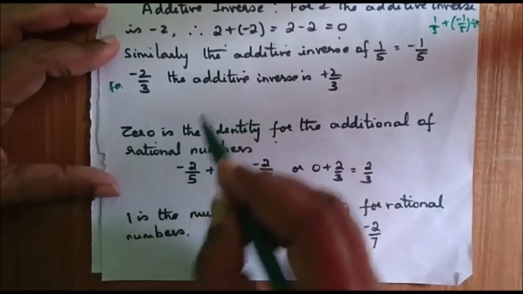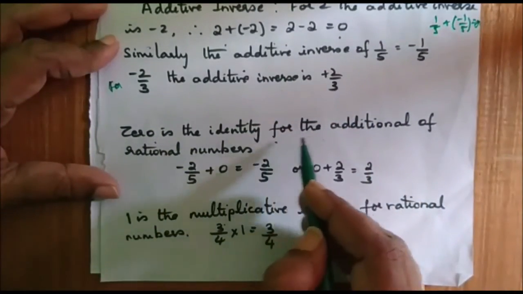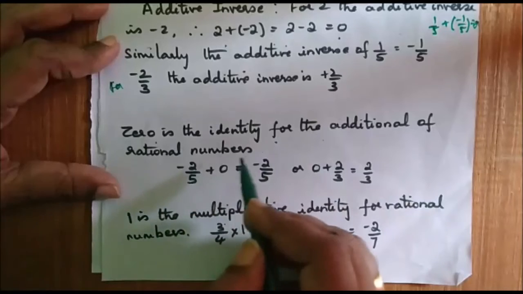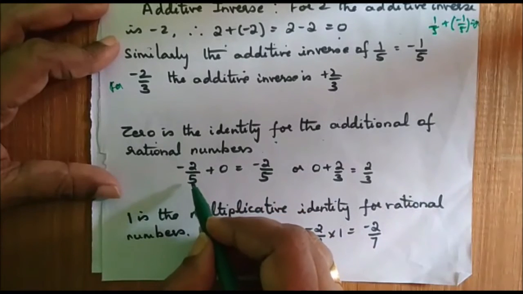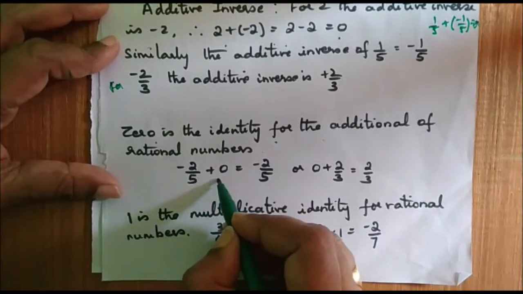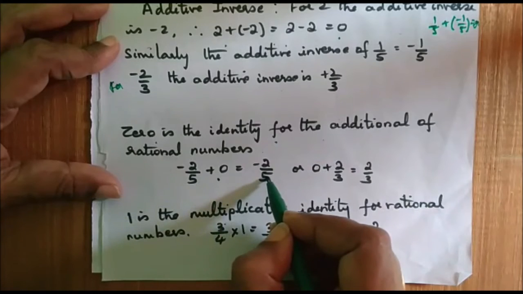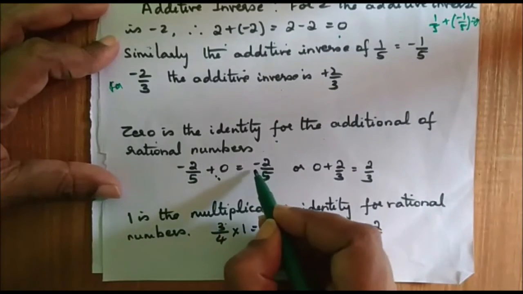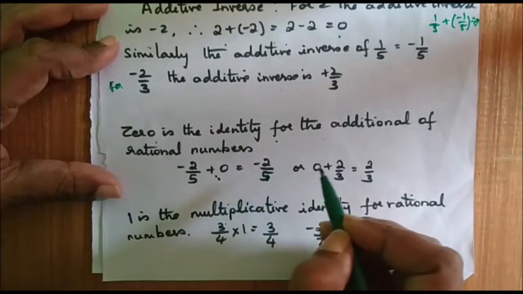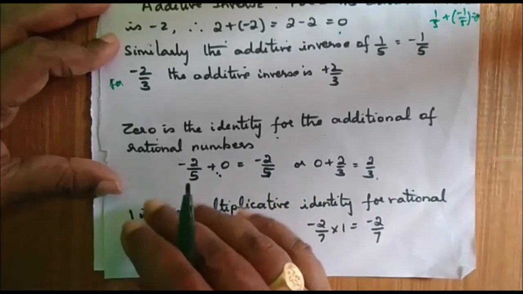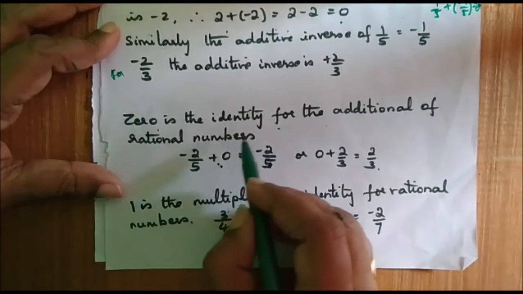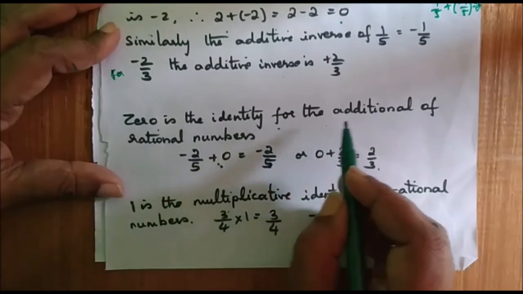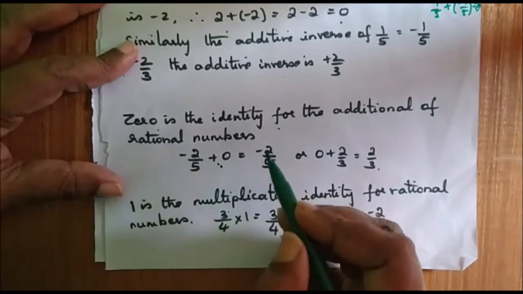Okay. Now 0 is the identity for the addition of rational numbers. That is, if I add 0 to any rational number, I get back the same number. Okay. So minus 2 by 5 plus 0 is minus 2 by 5. If I change the order also, I will get the same number. So 0 is the identity for the addition of rational numbers.